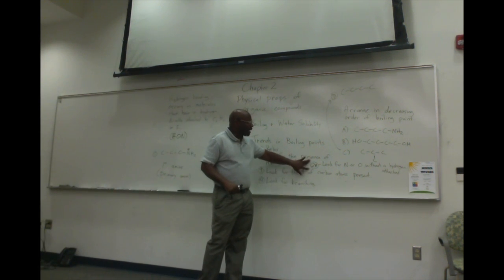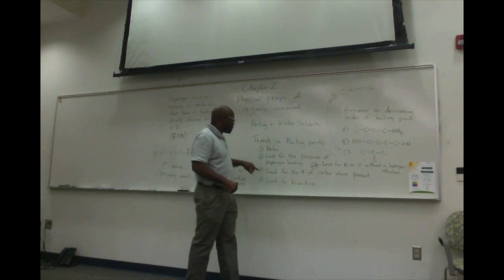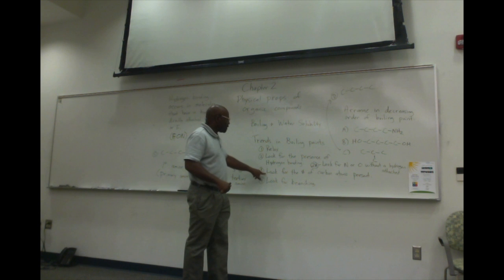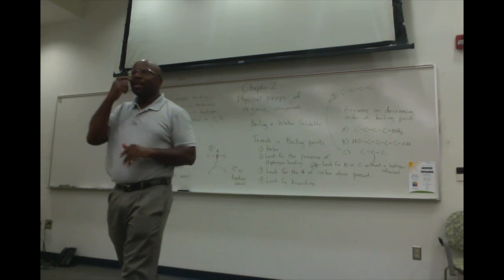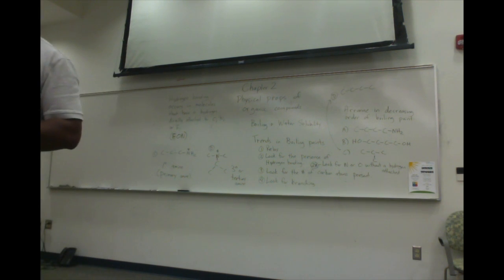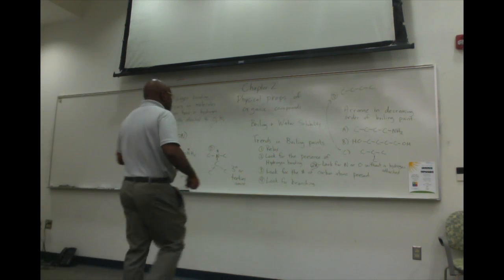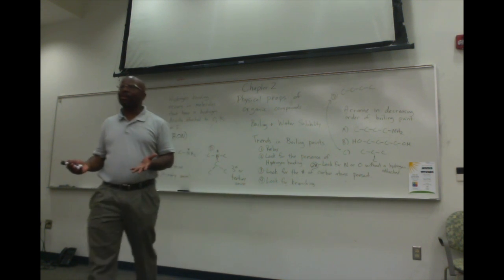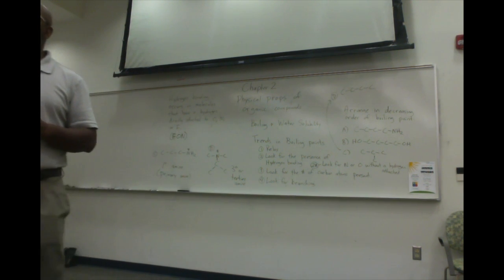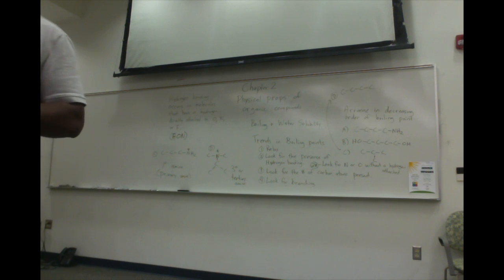Number 2A, you're not going to see as much as 1, 2, 3, and 4. But number 3, once the molecule has no hydrogen bonding atom present, the next thing you look for is the count of carbon atoms. The more carbon atoms you have, the higher the boiling point. For number 4, if I have molecules with an equal number of carbon atoms, the more branching you get in the molecule, the lower the boiling point.